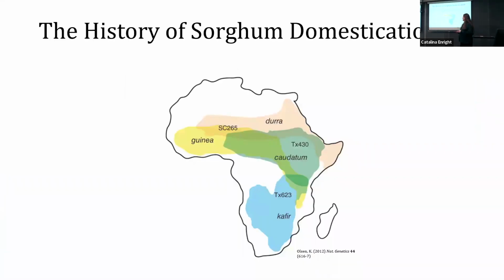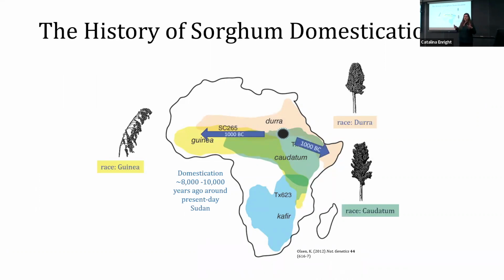So to give you an overview of sorghum. Sorghum was originally domesticated in Africa, around where present-day Sudan is. And there's some debate about whether or not there's a second origin. I feel like I'm going to hit the wrong button for the laser pointer. There we go. A second origin over here, but we know for sure there was one in this area.